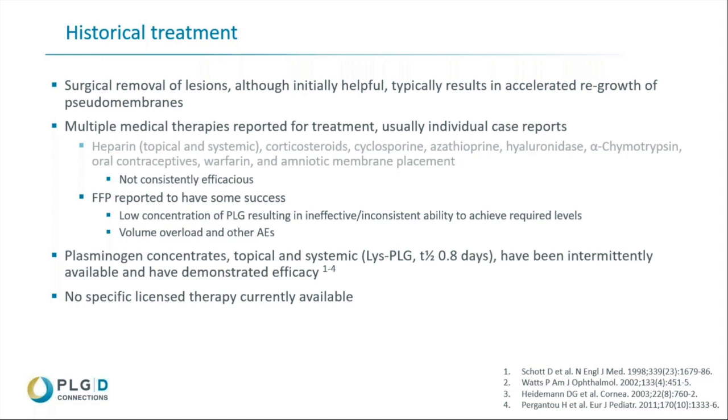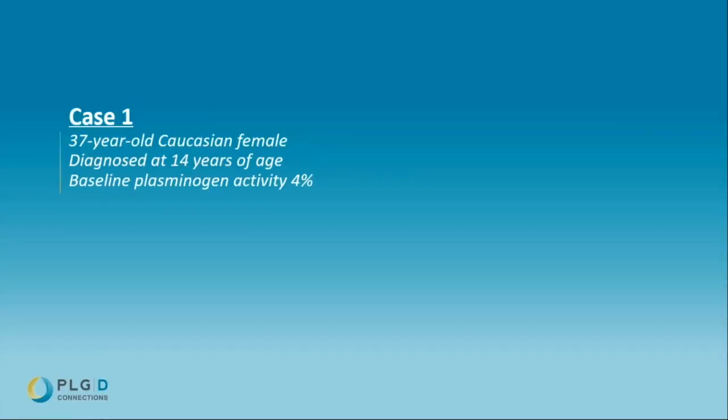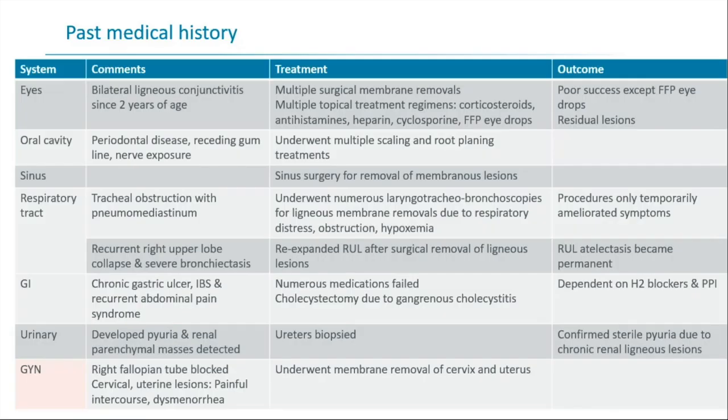The following clinical cases were taken from patients treated with the IV plasminogen concentrate to demonstrate the wide array of symptoms that patients may experience. The first patient is a 37-year-old Caucasian female, diagnosed at 14 years of age with baseline plasminogen activity of 4%. Her past medical history is significant for multi-organ involvement.